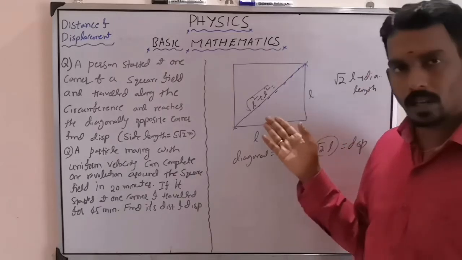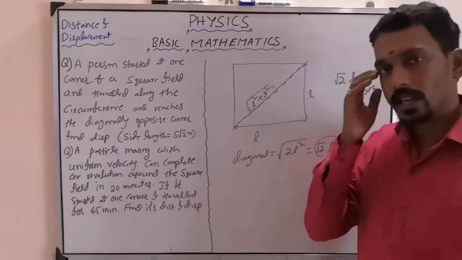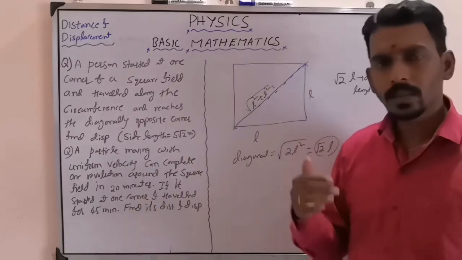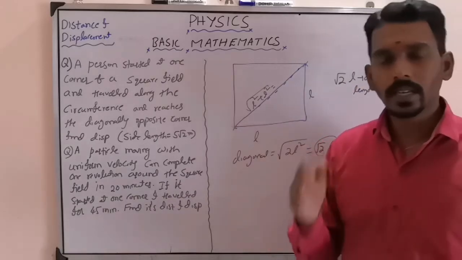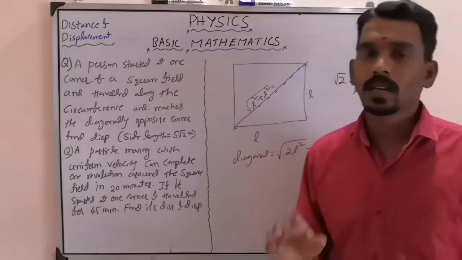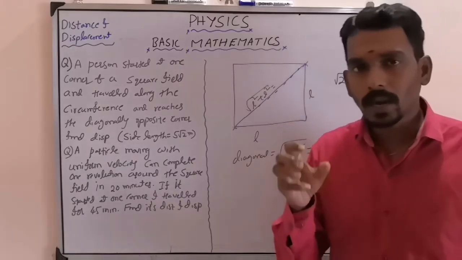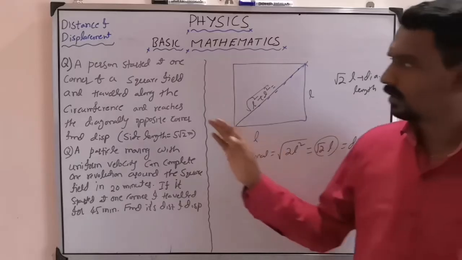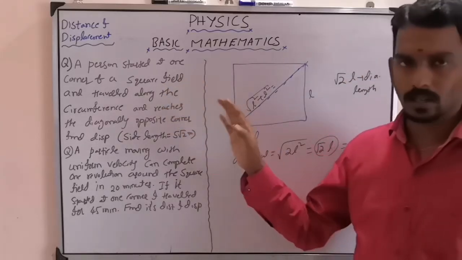So if you know the square properties, what is the diagonal, what is the perimeter, anything, then you can solve the questions related to square. In a similar way, they can give a question related to a rectangle also. They can give a question related to a circle also, depending upon the question given. The required mathematics you need to take. Now, see here. Here, a person started at one corner.